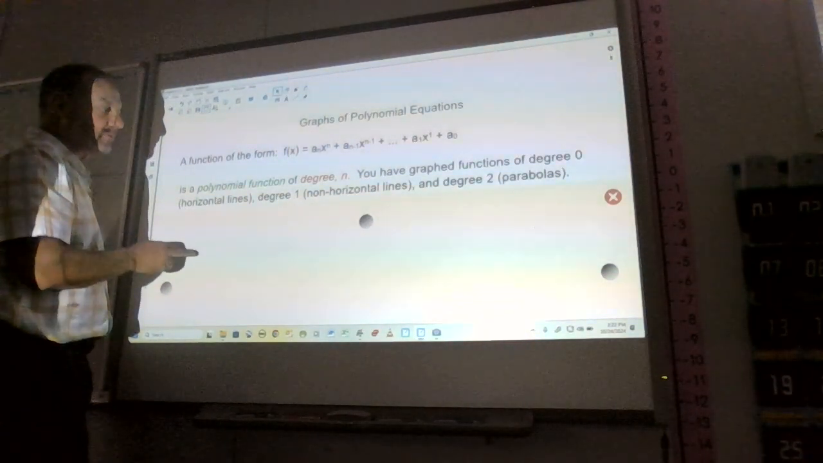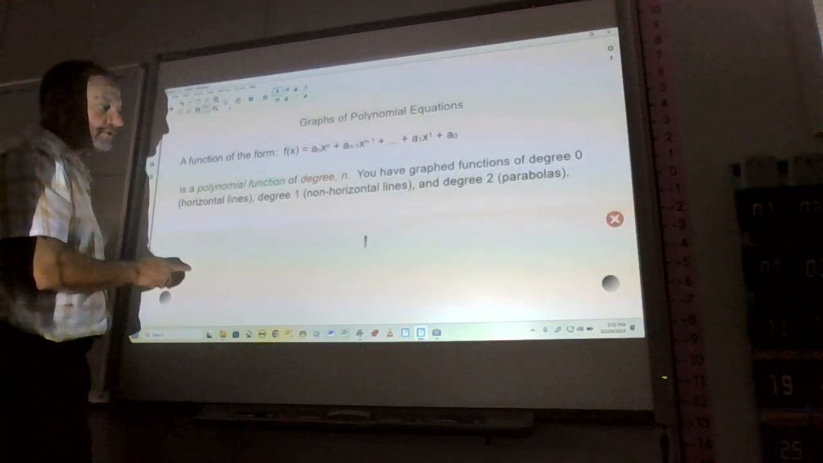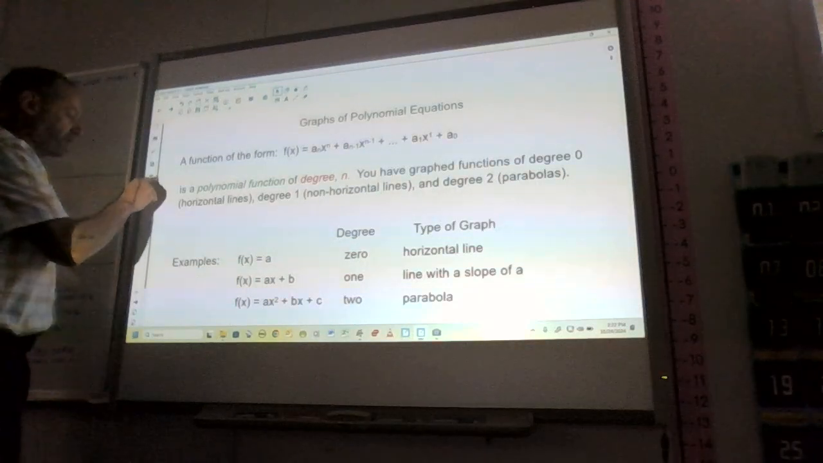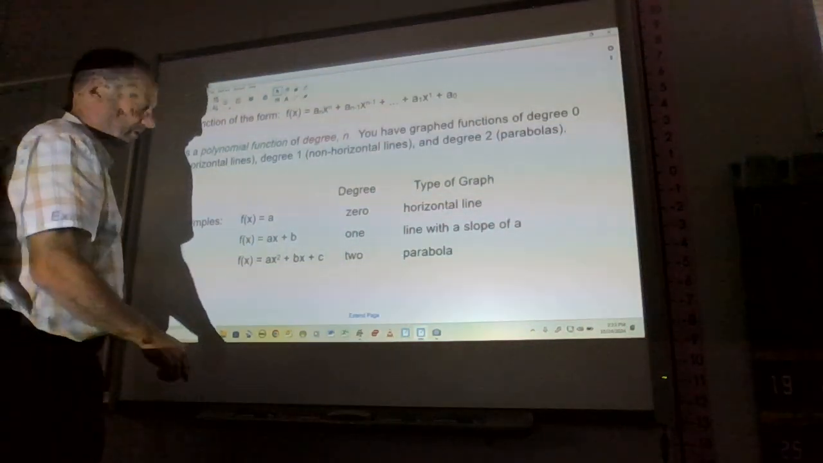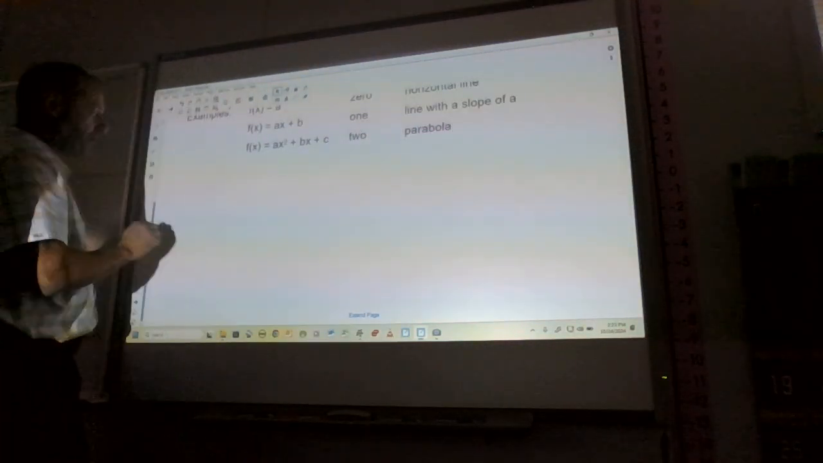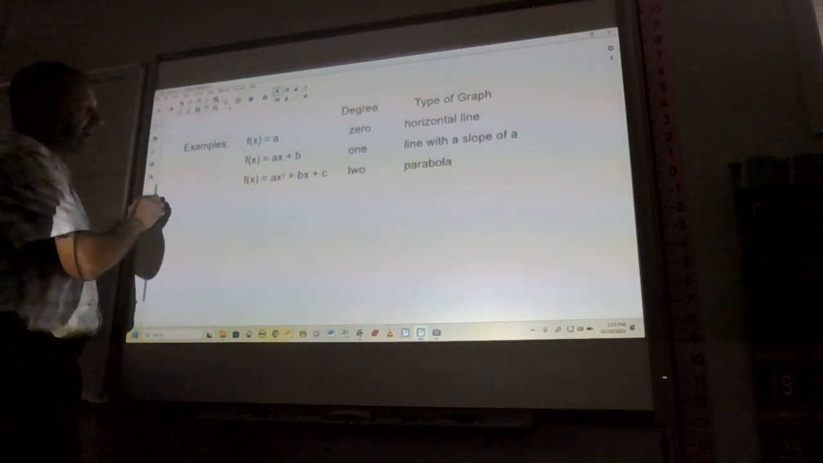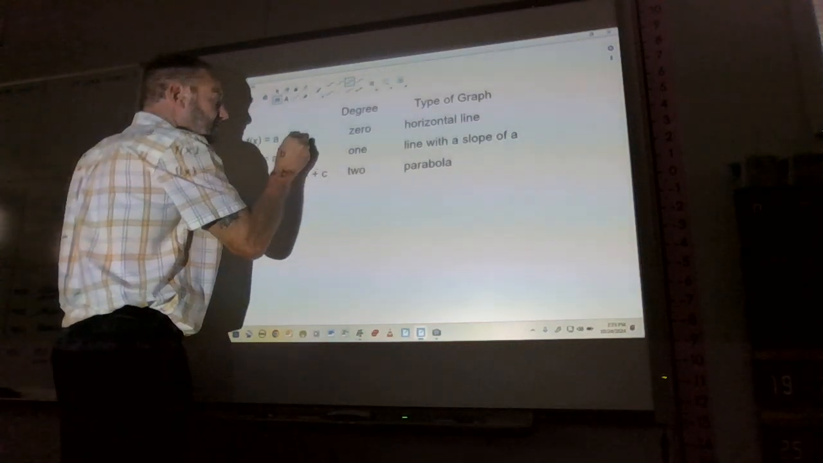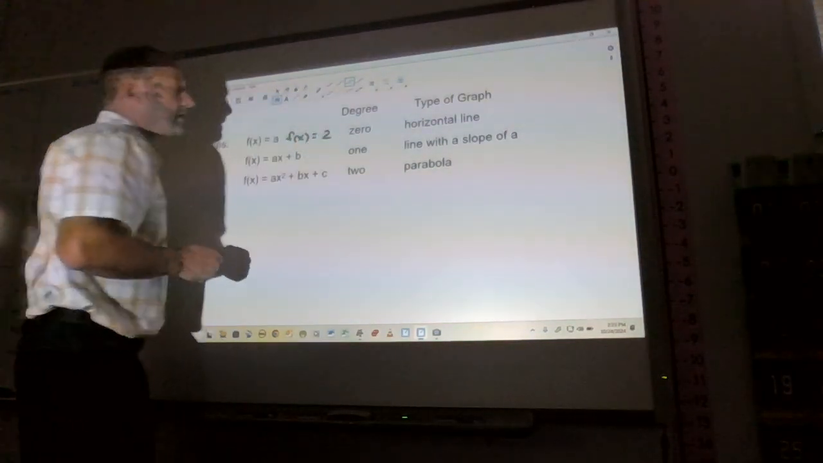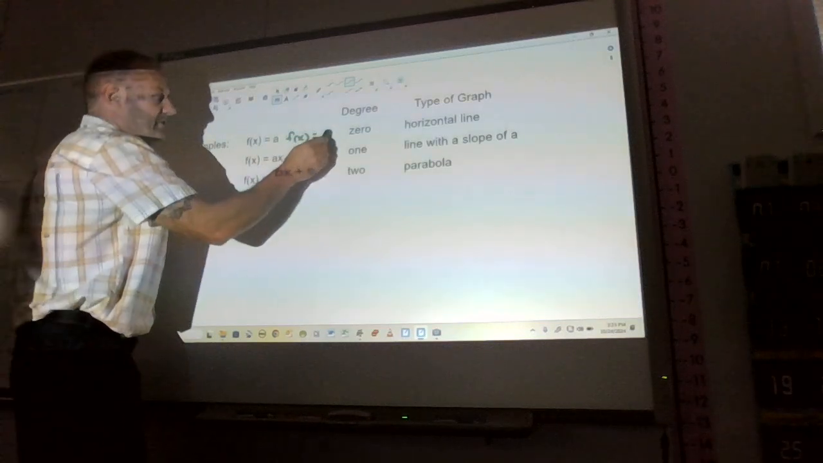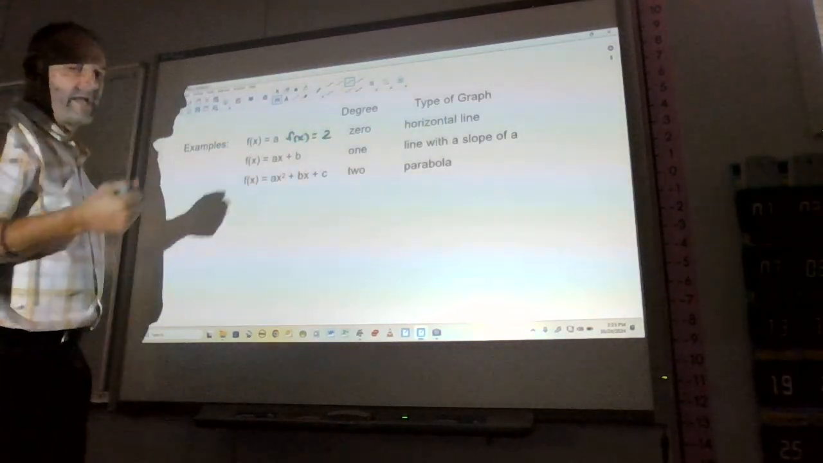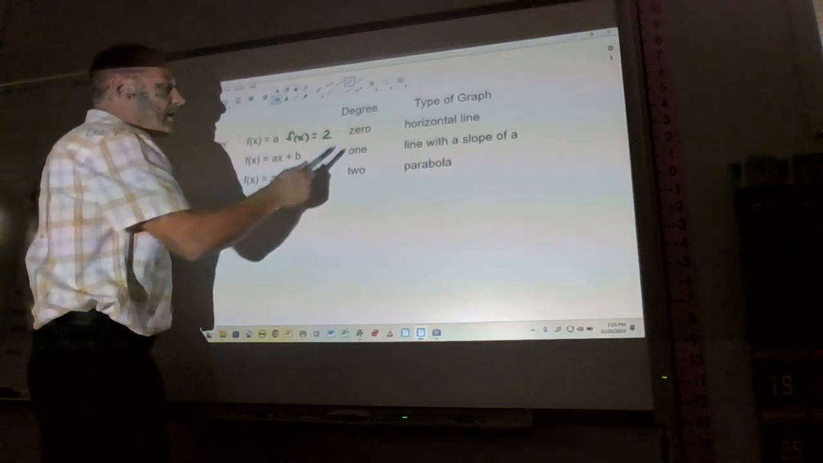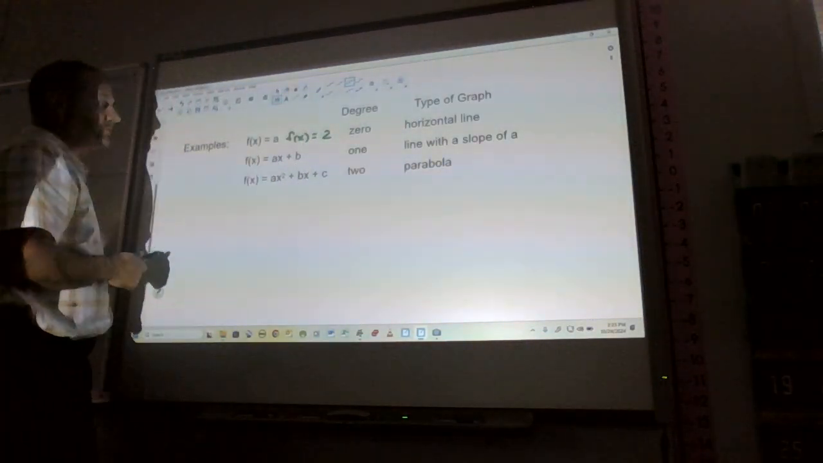Now we've graphed functions of degree 0, which are horizontal lines. We've graphed things of degree 1, which are non-horizontal lines, and degree 2, which are parabolas. Anything that looks like f of x equals a, so that would be like f of x equals 2. That's degree 0 because it's 2 times x to the 0 power. Remember, x to the 0 power is 1, and 1 times 2 is 2, so it's just 2. That would be a horizontal line, f of x equals 2.